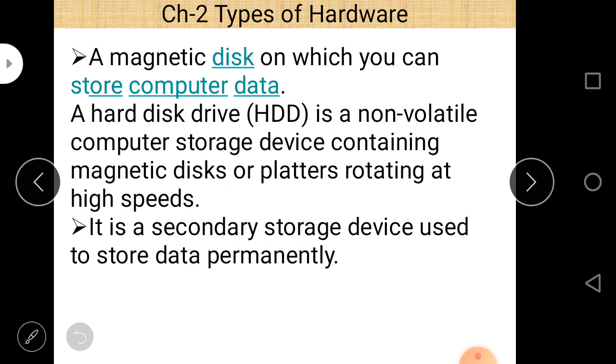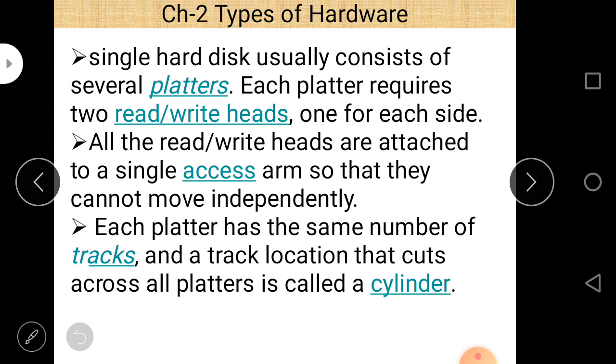First of all, it is a magnetic type of memory. Second thing, it is a non-volatile memory, or we can say that data is stored permanently in this type of memory. And third thing is platters, and data is stored when platters are rotating at a very high speed. So that is the concept of hard disk.